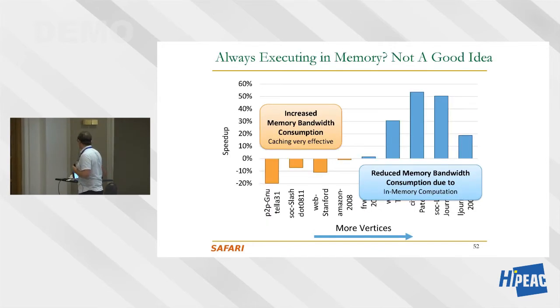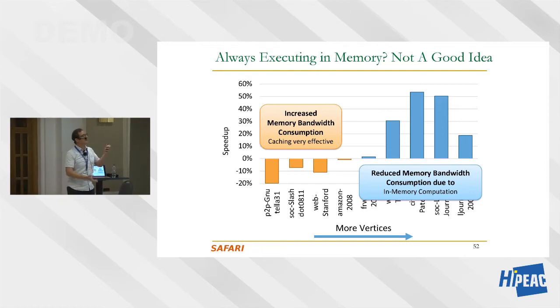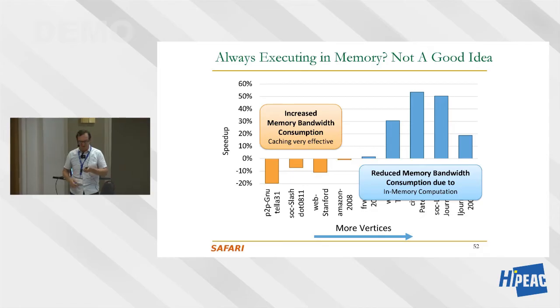Okay, and then the question is, is doing this in memory always a good idea? Not necessarily, right? This is some graph processing applications that we were looking at. We found out that in some cases, if you push everything to memory, you get a lot of benefit. In some cases, you actually get performance loss because in these cases, caching is very effective. The data sets fit in the cache, and you have increased memory bandwidth consumption by putting stuff to the memory. This is why you need to be intelligent about where to execute things.